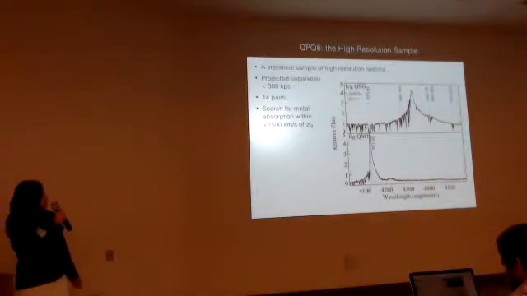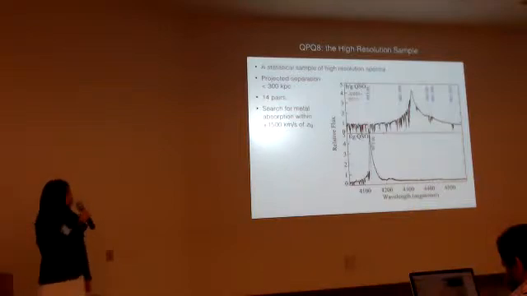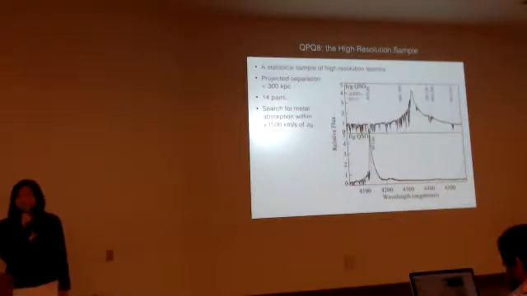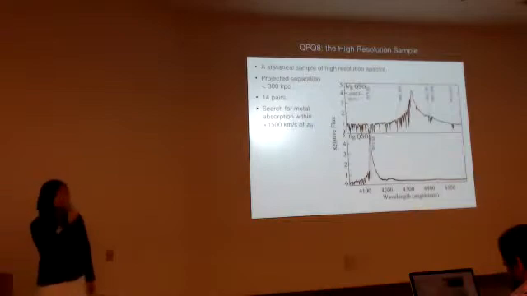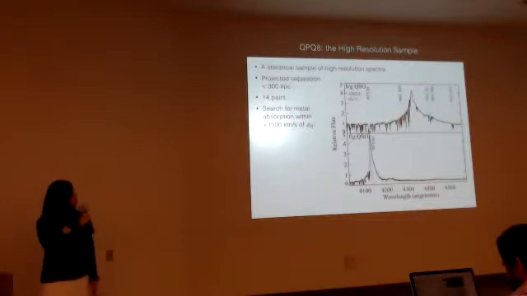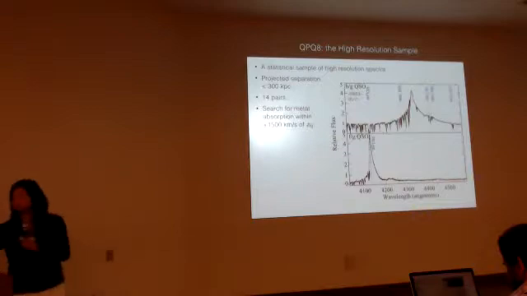Shown here is the example quasar pair again, J0853. In the background spectrum, you can see strong Lyman alpha absorption and metals coincident with the foreground quasar's redshift. This sample has 14 pairs. I searched for associated metals within 1500 kilometers per second of z foreground.